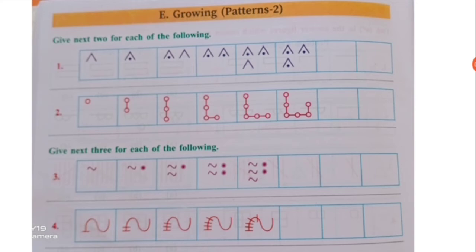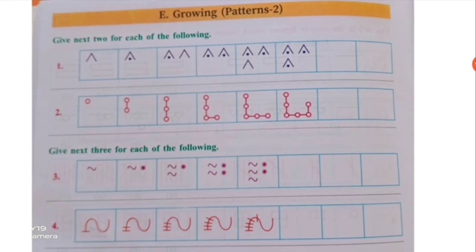Give the next two for each of the following. It is very easy to understand, students. First, it has shown two different slanting lines, and in the second picture, inside it, one dot. Then again they have drawn two slanting lines getting together and inside the dot. Then in the third picture, only lines are shown. Then in the fourth picture, lines and the dot.